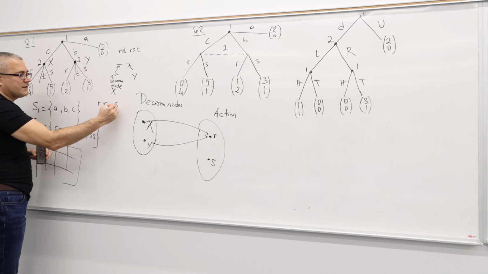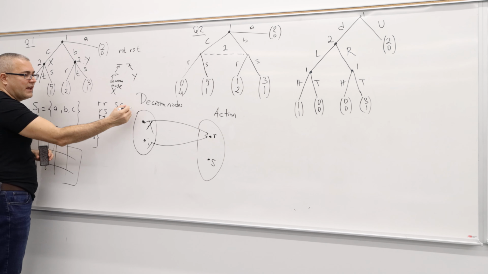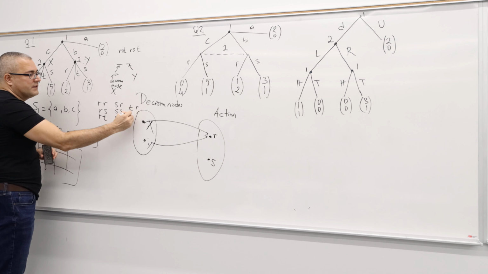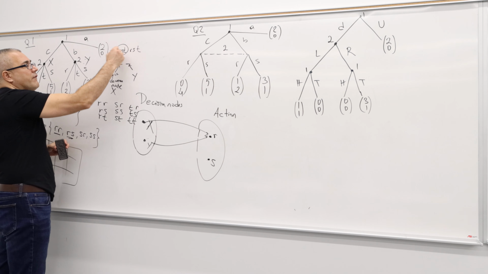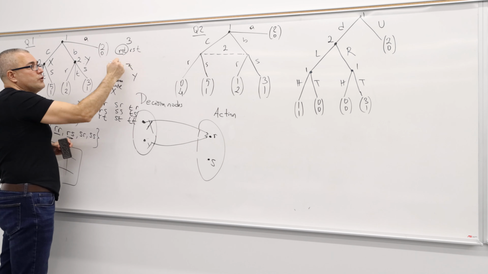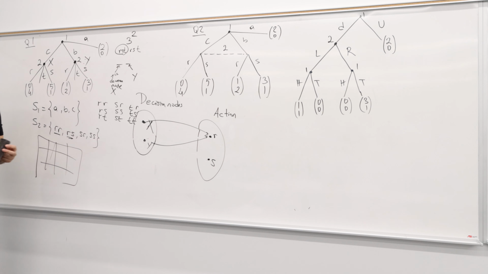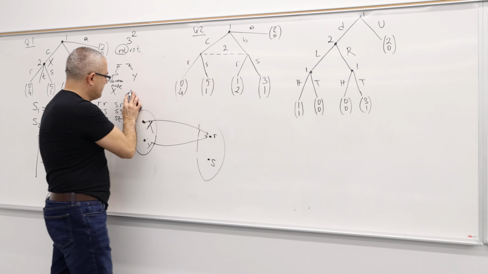So the same thing, SR, SS, ST, and then TR, TS, TT. Is that it? Yes. So these are all the available strategies I can write for player 2, which makes sense because I have 3 available actions and 2 slots, so 3 to the power 2, 9 strategies. Okay, clear? All right.